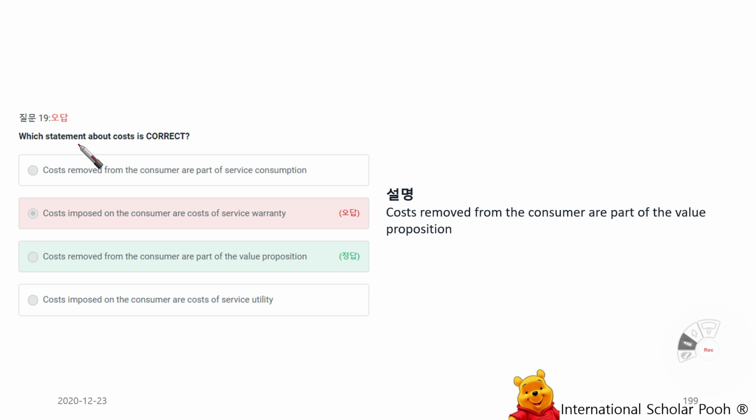Which statement of cost is correct? Costs removed from the consumer are part of the value proposition. Costs removed from the customer are part of the value proposition.